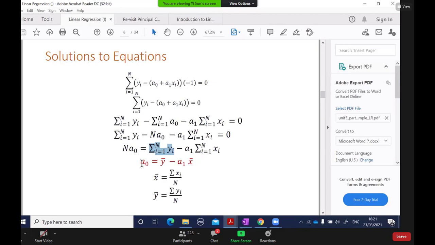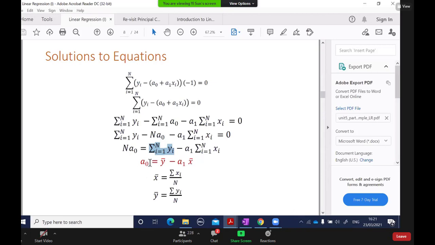So this is A0, the intercept. That is the mean of the target value, or the mean of the dependent variable, minus A1, which is the slope of that line, multiplied by, what is this? The mean of the independent variable value.